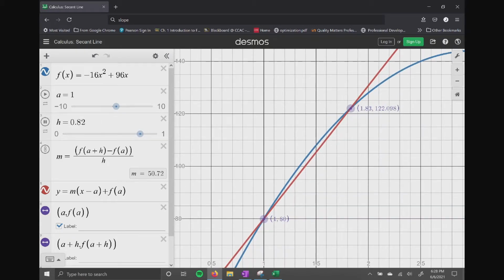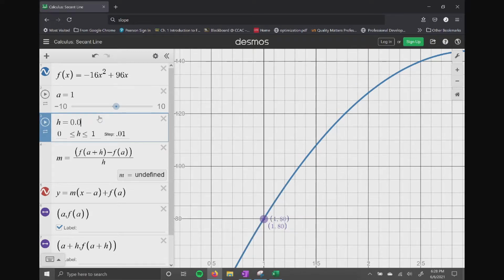So notice that the secant line is forming, and now it's getting closer and closer to 1, until it gets so close that I stop it. My step size is 0.04, which means my first point is (1, 80). My second point is (1.04, 82.534), but most importantly, my slope is 63.36.